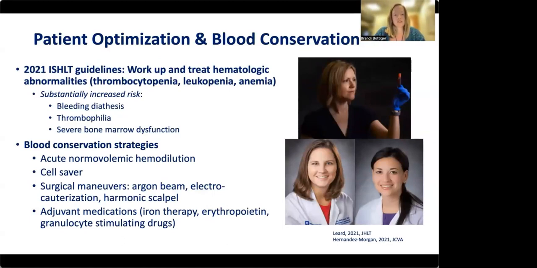One of the blood conservation strategies that we would normally apply is acute normovolemic hemodilution in patients that have appropriate hemoglobin and platelet counts. We would be able to apply that technology potentially to a lung transplant patient. Cell saver is a very routine part of our care in our cardiac surgical area, and also shown to spare transfusions. Surgical maneuvers that can be, again, routinely applied: argon beam, electrocauterization, and harmonic scalpel. There's also adjuvant medications that we can apply in advance of surgery, including iron therapy and erythropoietin, where even single doses, again, in the cardiac surgical population have been shown to have some benefit.